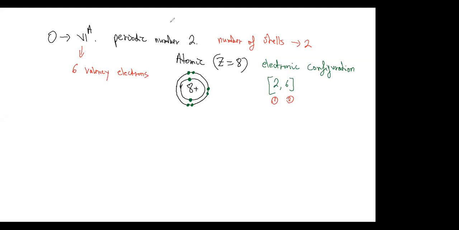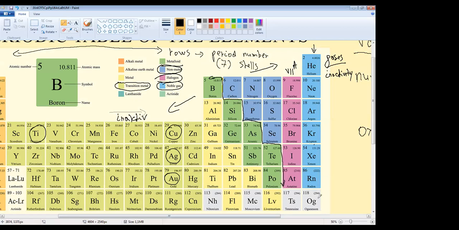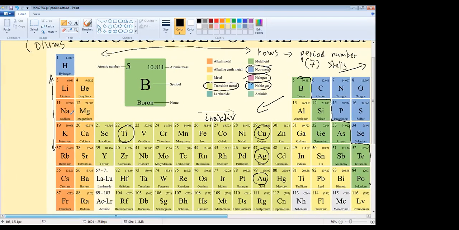And if you look carefully at the periodic table, all of the elements in the table have some information. Let's talk about lithium. Here is lithium.